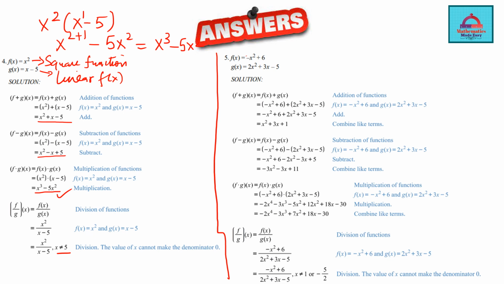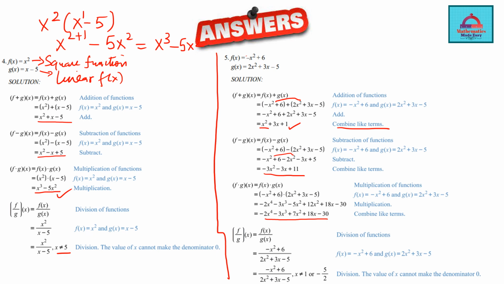Here you have a common term because both of them are square or quadratic functions. So you will combine the like terms very carefully. Minus x square and 2x square would give you x square. So this is the answer. And when you subtract, remember the sign of the term which is getting subtracted changes. So it becomes minus 2x square minus 3x plus 5. And when you combine the like terms, you get minus 3x square minus 3x plus 11. Similarly, you multiply, use the distributive property, and it is going to give you this answer.